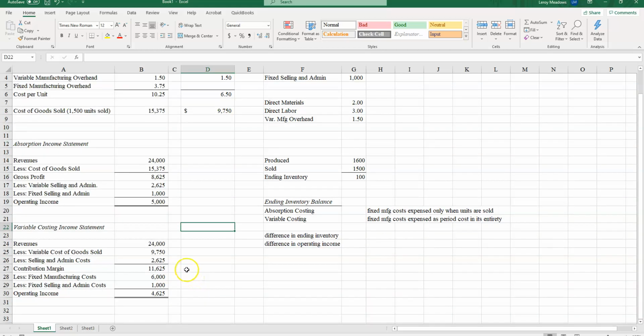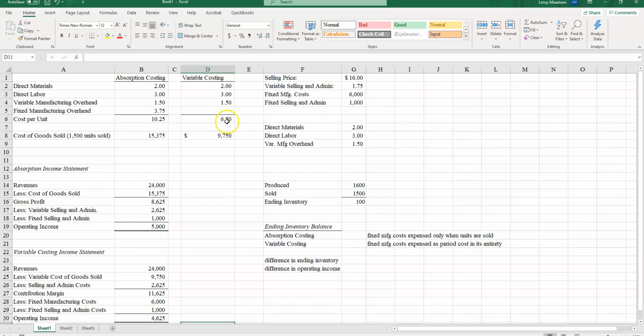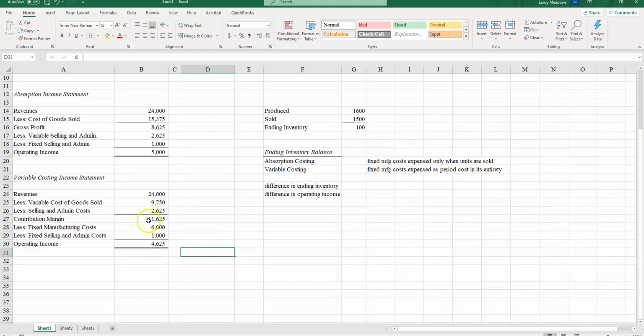Now let's take a look and see under variable costing, what is my operating income? And again, my variable costing income statement is based only on the variable cost per unit sold for my variable cost of goods sold. So what is my variable cost of goods sold? We computed that up here. And why did this not change? Because we never included fixed manufacturing overhead. So I've got my operating income of $4,625 here.